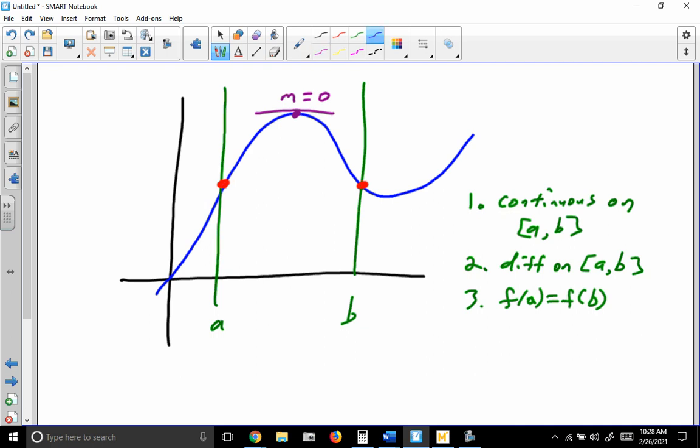Or if we go down and then come back up, imagine if we were to go down, then we would have to come back up if we were going to be at the same height. Then somewhere in between those 2 points, not necessarily halfway, but somewhere in between there, we would have a slope of 0.